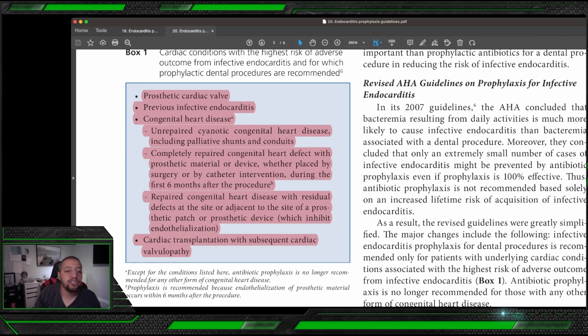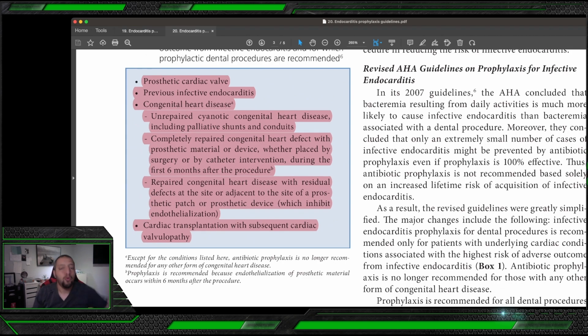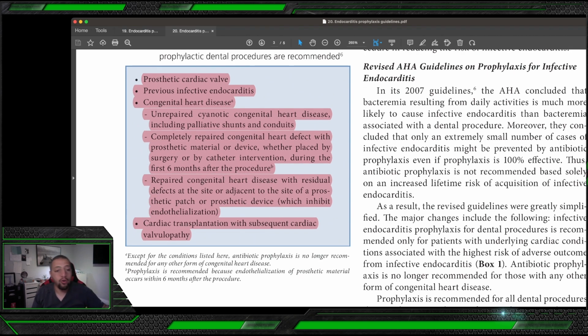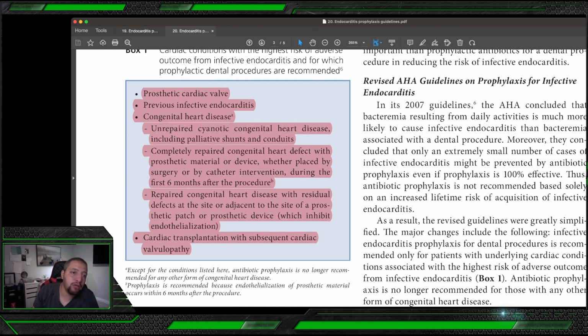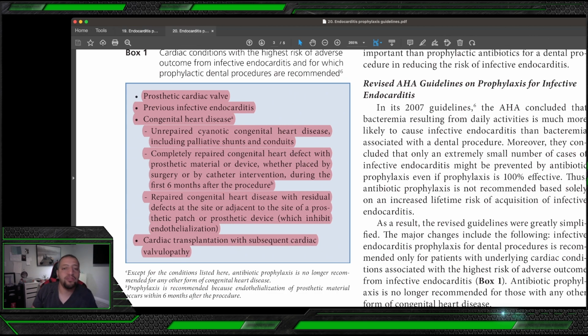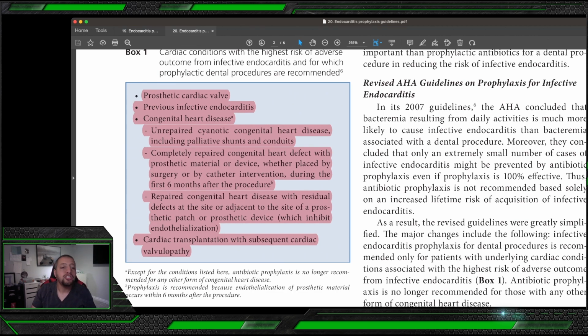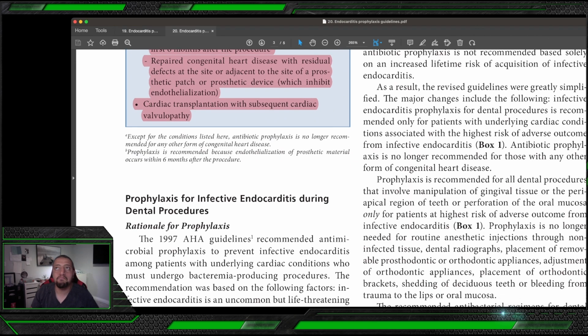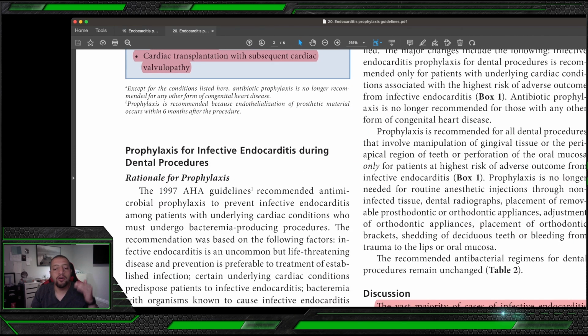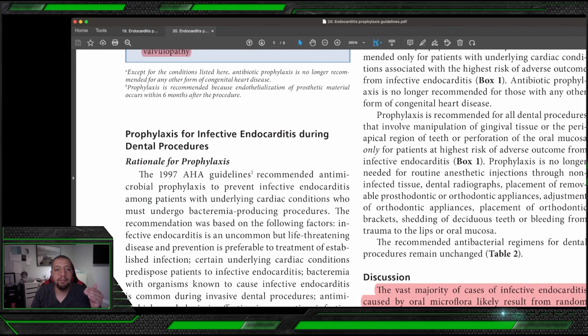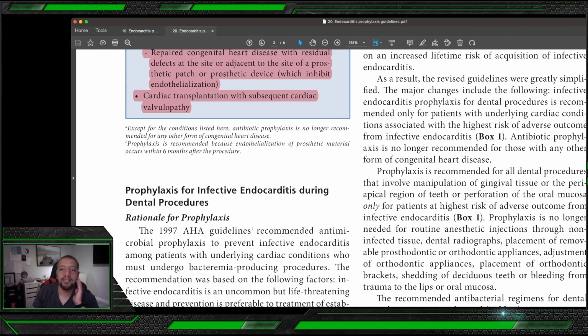Last part, cardiac transplant with subsequent cardiac valvulopathy, meaning not every patient with a cardiac transplant is going to qualify for this. No, the question should mention he has subsequent cardiac valvulopathy, which leads him to fall into this category, prosthetic cardiac valve again. Okay, so these are the cases when you think, okay, this patient might be eligible to take prophylactic antibiotics.